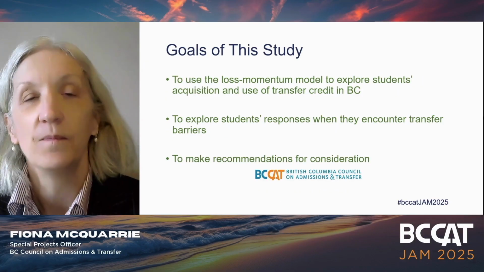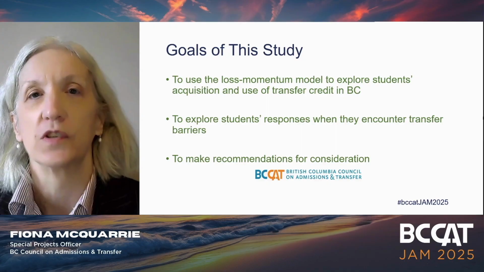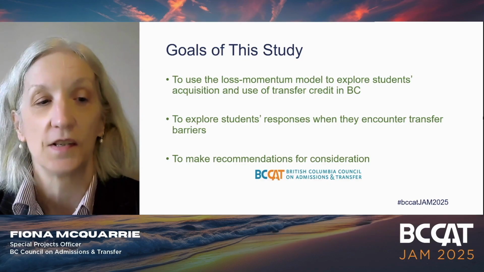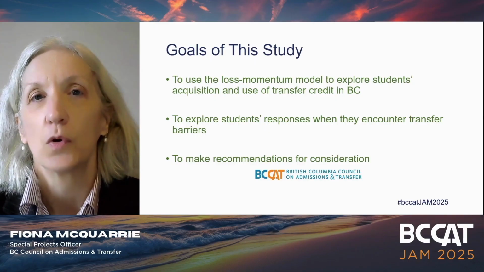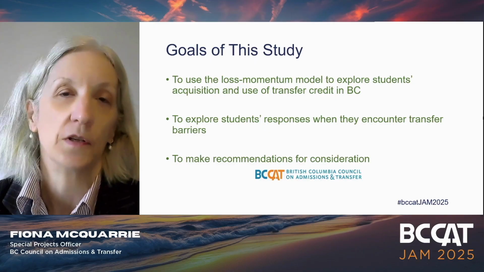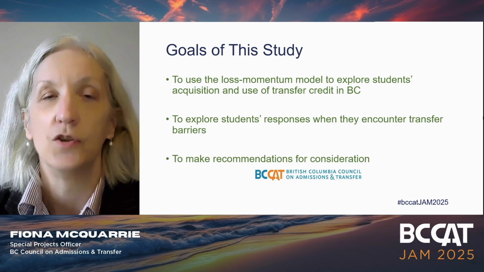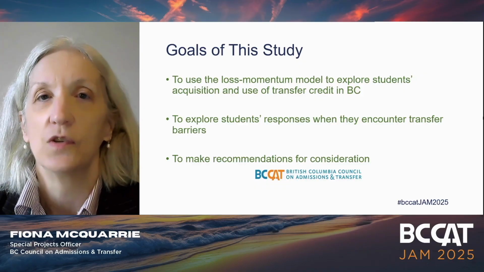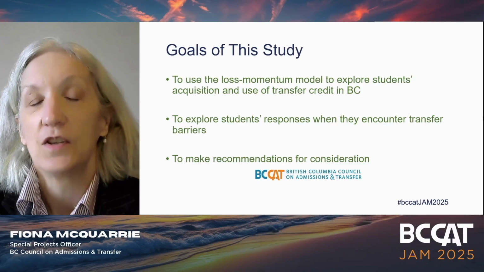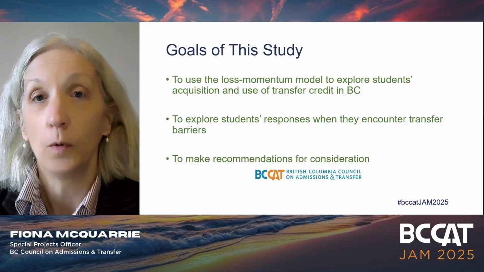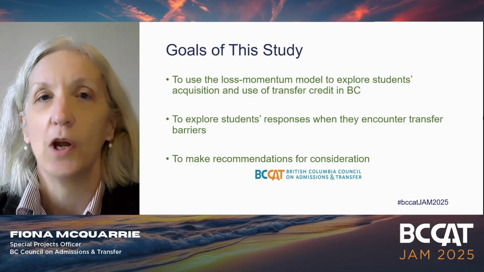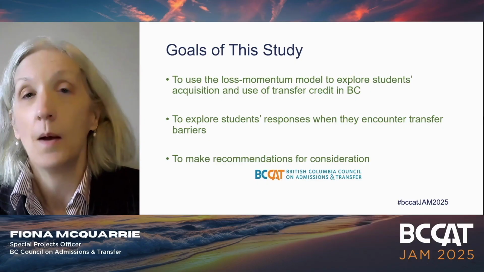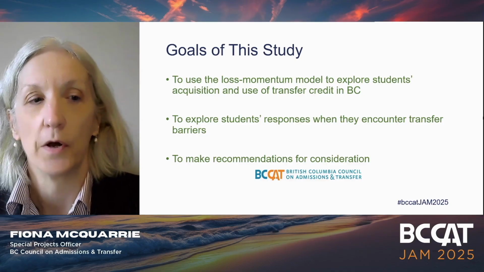So the goals of this study are first to use the loss momentum model to explore students' acquisition and use of transfer within the BC transfer credit system. I'm also interested in exploring what students do when they encounter barriers to transfer credit and how they adjust to those barriers and what effect the barriers have. And I'm also planning to make some recommendations for consideration. This presentation is going to focus primarily on the first goal, and towards the end of the presentation, I'll be offering some thoughts as to what the second and the third goals might look like. But to start with, I'm going to explain the loss momentum model.